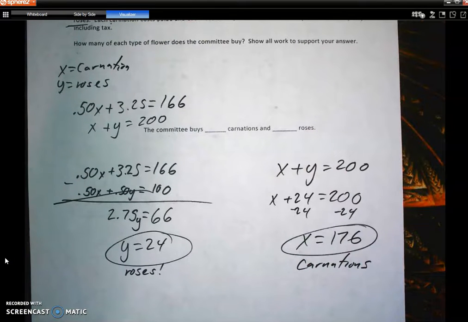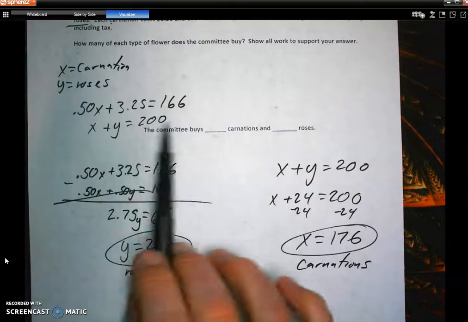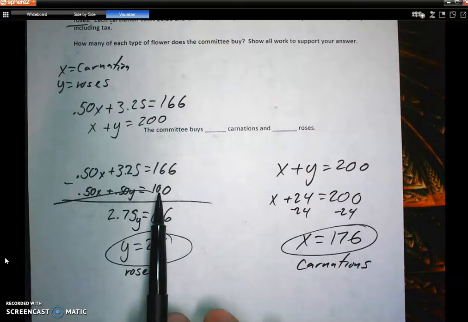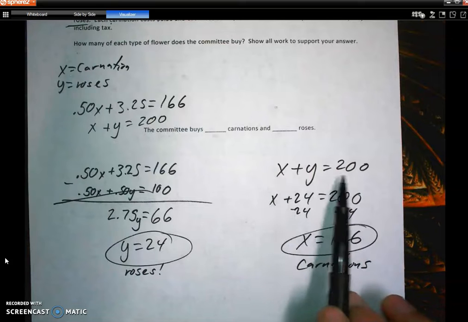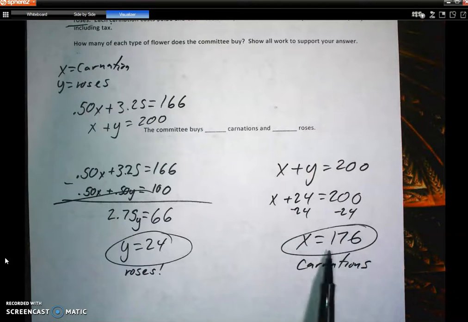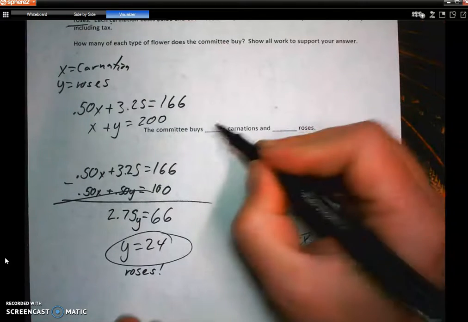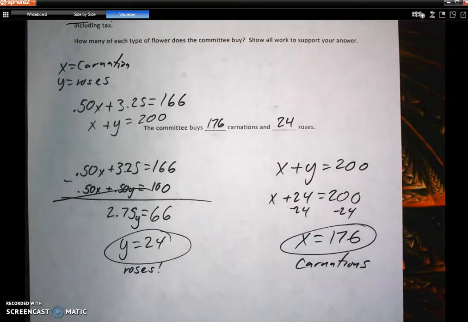Okay, here's how I did it. I multiplied the second equation by 0.5 to get the x's to match, so it becomes 0.5x plus 0.5y equals 100. I then subtracted to get 2.7y equals 66. I divided and found 24 roses. Now all the flowers add up to 200. If 24 of them are roses, 200 minus 24 means 176 have to be carnations. So there are 176 carnations and 24 roses.